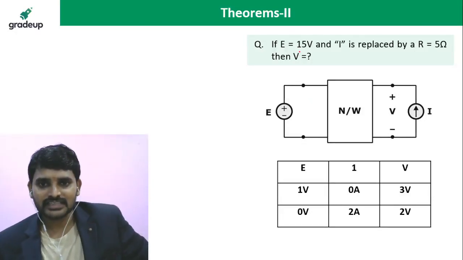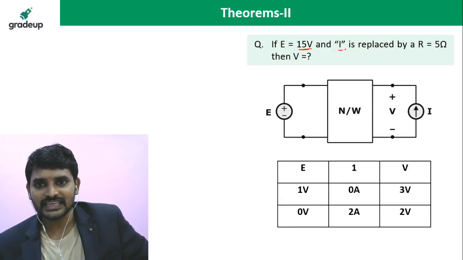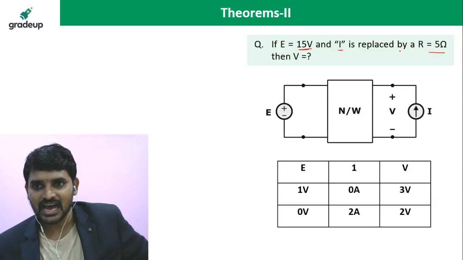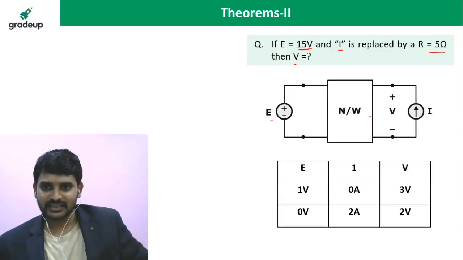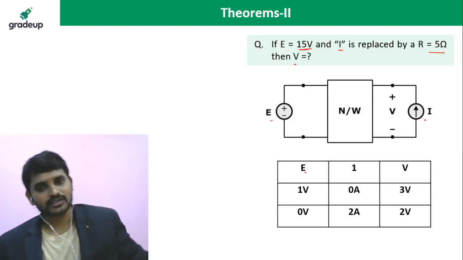Okay. What is being asked? I'm going through the question. If E is equal to 15 volts and I is replaced by a resistance R equal to 5 ohms, then what is V? E is given here, V is given here, I is given here, and some data is also given.